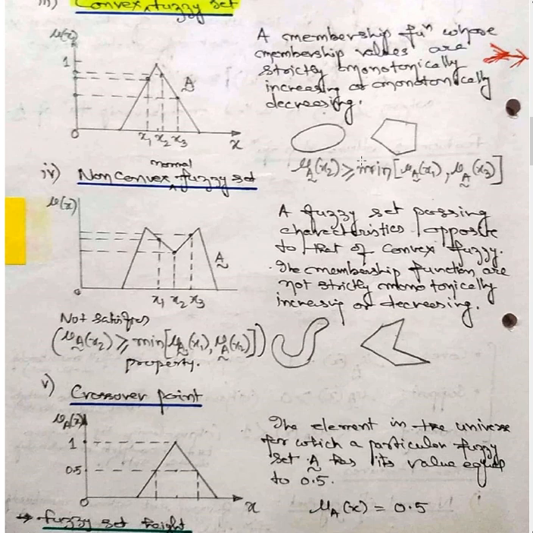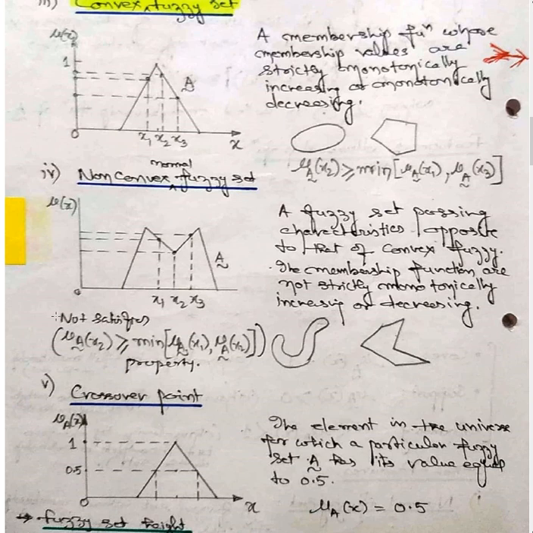Now here, if you look at the distributions, mu A of x2 is the minimum of mu A of x1 and mu A of x3. Whereas in this other case, mu A of x2 is given as the minimum of mu A of x1 and mu A of x2 terms. So that's the range you will find with respect to the two edges.